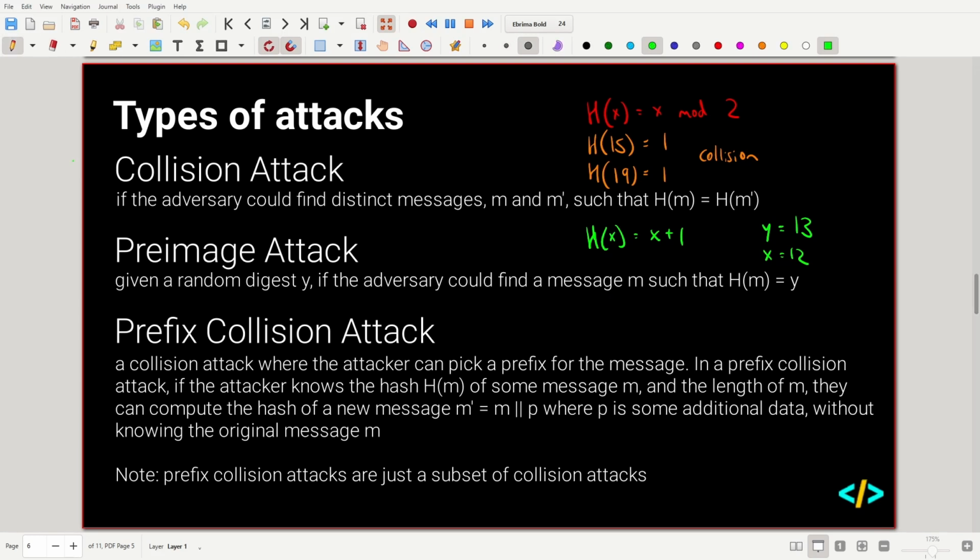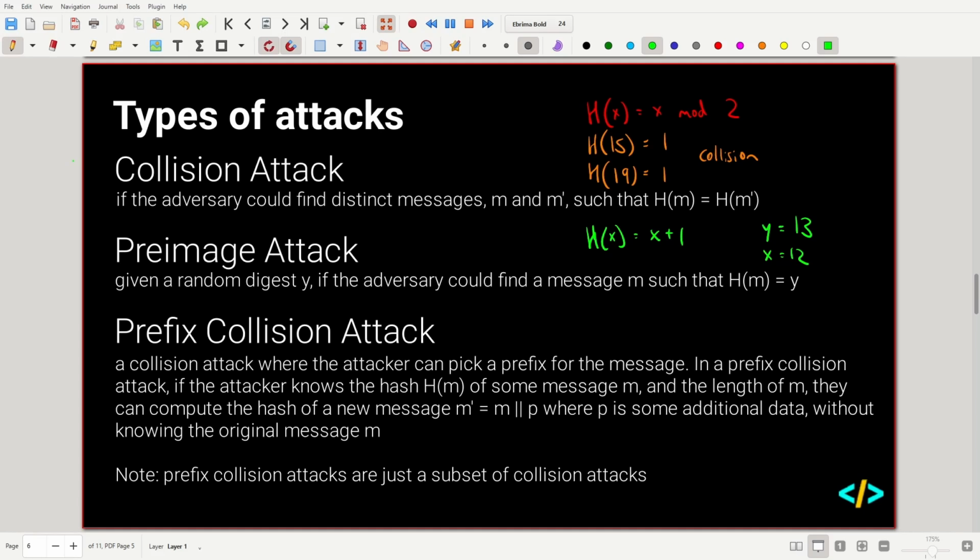So yeah, that's another type of attack. And then we have a prefix collision attack. There wasn't too much information on the slides about this, but from what I gathered, it's a subset of collision attacks. A prefix collision attack is a specific type of collision attack where we can pick a prefix for a message, and if we know the hash of some message m, and we know the length of m, then we can append something to the message, and it will result in the same hash. So this is like a collision attack, but more niche.